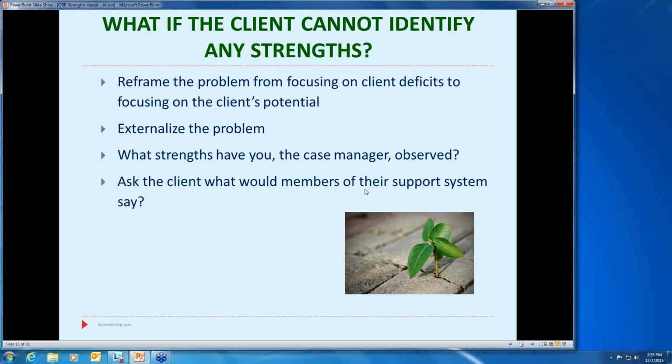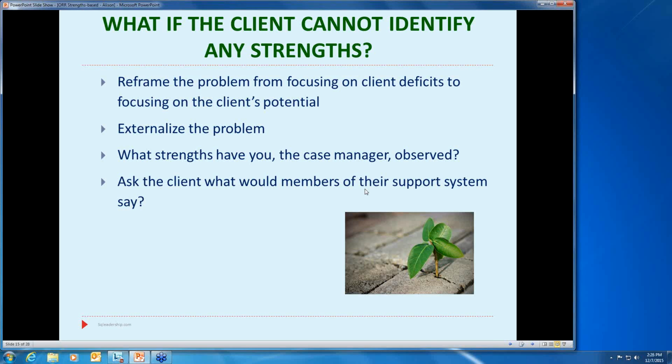Also, it might help to externalize the problem. So instead of using phrases like "your depression is holding you back," ask, "How has your depression been affecting you lately?" That seems like a small change, but it's helpful so that the person shifts from seeing it as "I am depression" to "this is a struggle that I can overcome."